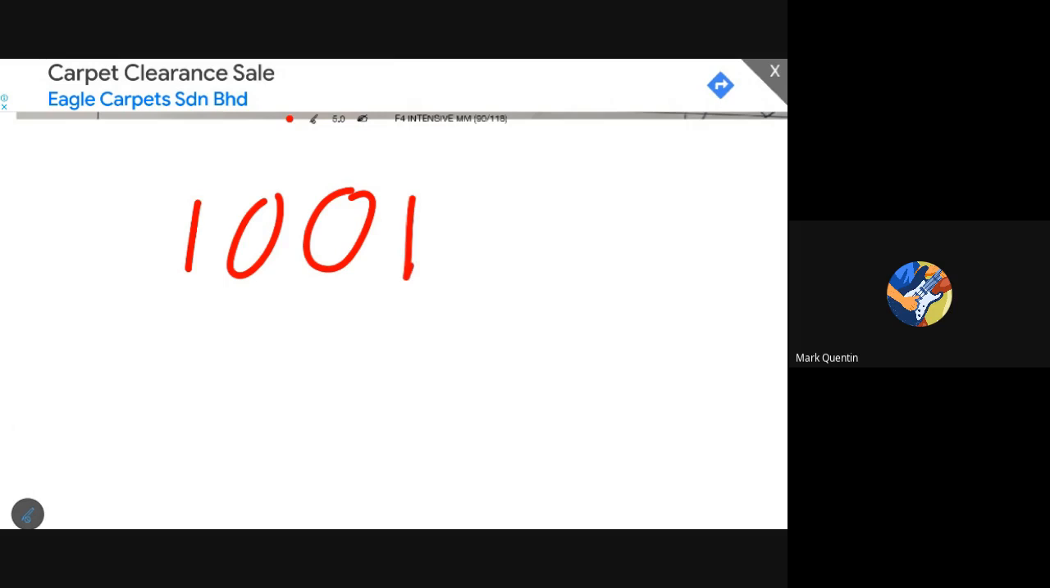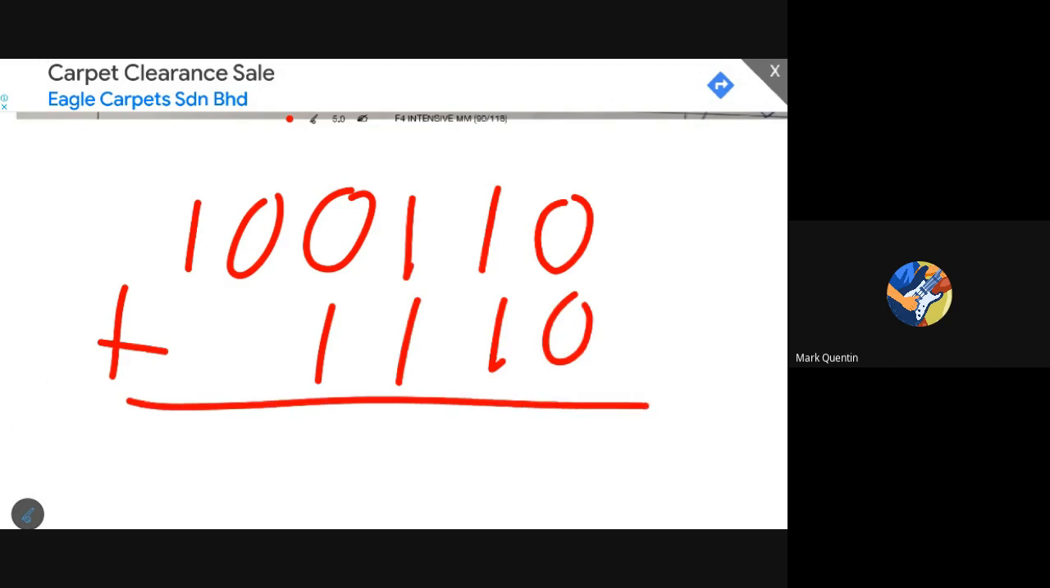100, 110 plus with 1110. Okay, macam mana nak selesaikan yang ni? How to solve? So, 0 plus 0, you can write 0. 1 plus 1, already 2. 2 itu adalah limit bagi nombor dalam asas 2. Number 2 is already the maximum for a base 2 number. That is why we must write 0. And then pinjam 1.